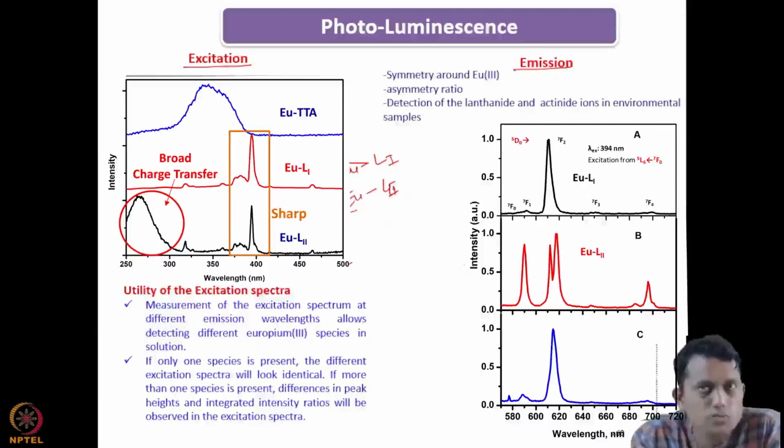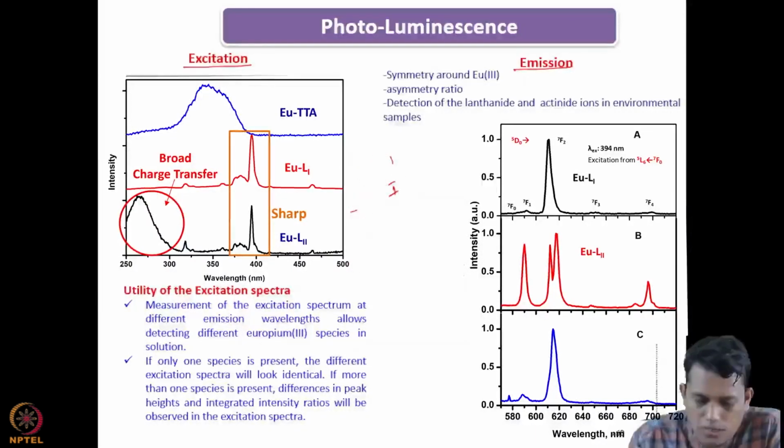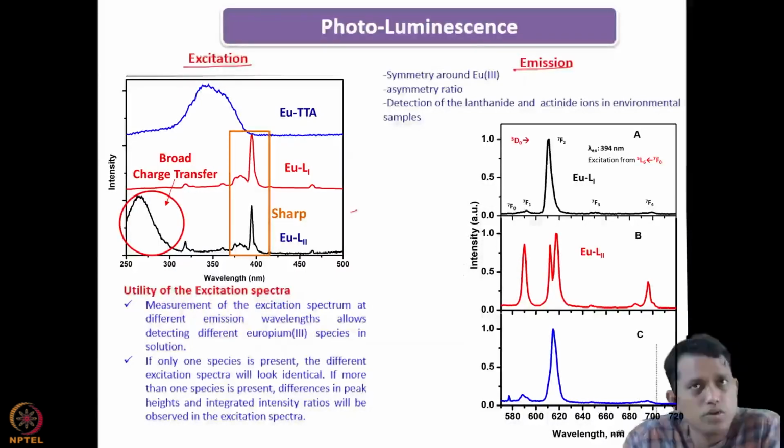So what we can say from this charge transfer band is that out of these two complexes, L1 and L2, this particular ligand, L2, has a better overlap, or more overlap, with europium than L1. So what it is doing is a charge transfer. You are exciting the ligand, and the ligand is transferring its charge to the europium, and from there you are getting some emission. So we can get this kind of information from the excitation spectra.